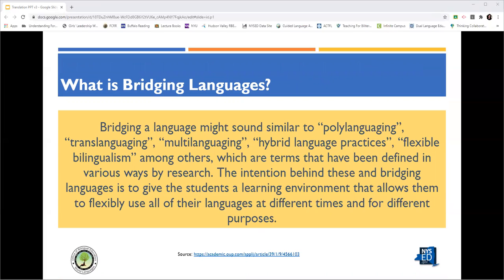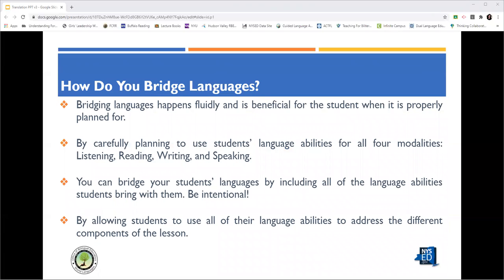Bridging a language might sound similar to polylanguaging, translanguaging, multilanguaging, hybrid language practices, flexible bilingualism, just to name a few, which are terms that have been defined in various ways by research. The intention behind these and bridging languages is to give the students a learning environment that allows them to flexibly use all of their languages at different times and for different purposes. But how do you do this? Bridging languages is something that happens fluidly and is beneficial for the student when it is properly planned for.